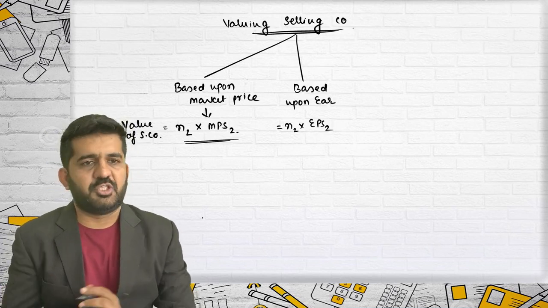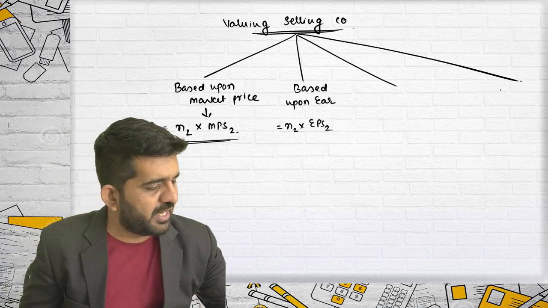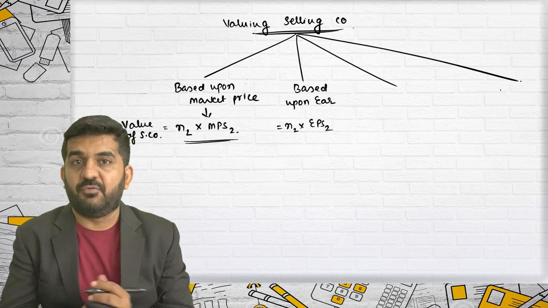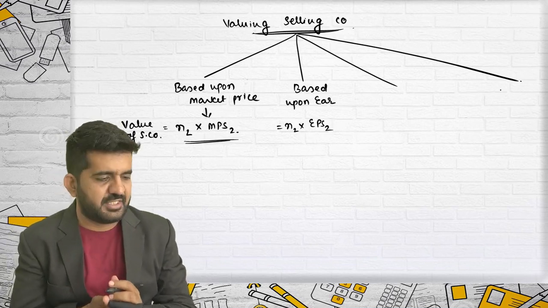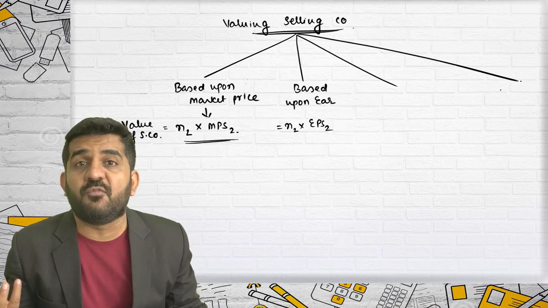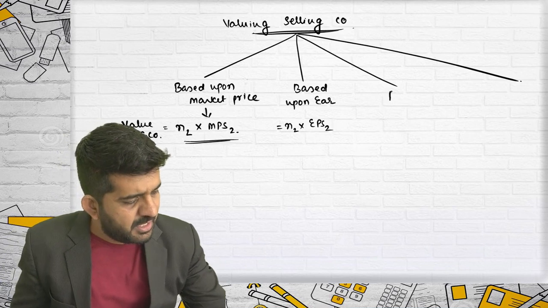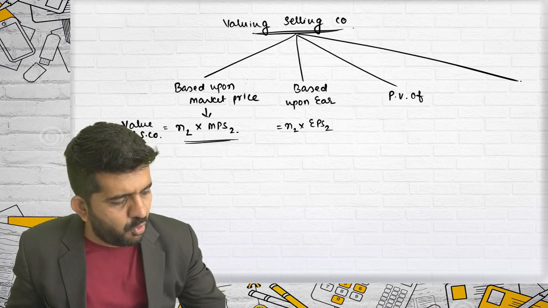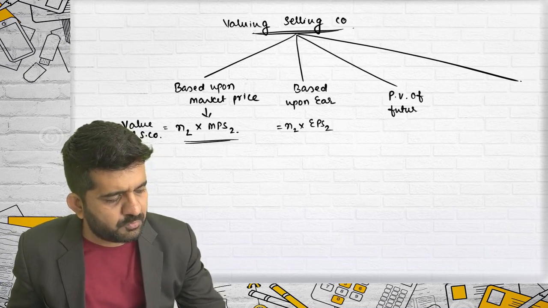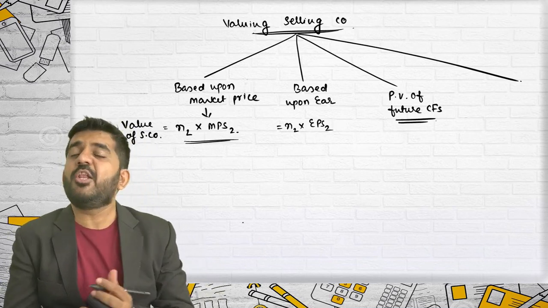Now try to concentrate. There are other methods by which you can value the selling company. Which are those methods? Try to understand. You can value the selling company by the general rule of finance. How to value anything in finance is the present value of future cash flow. You can value it in this manner.